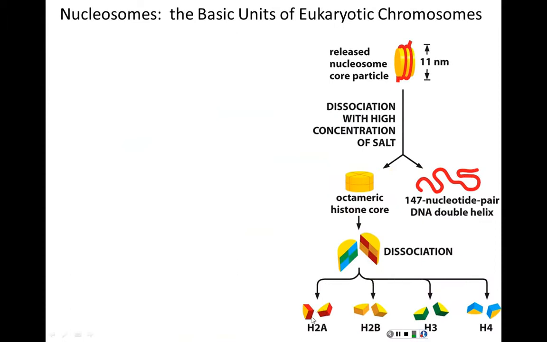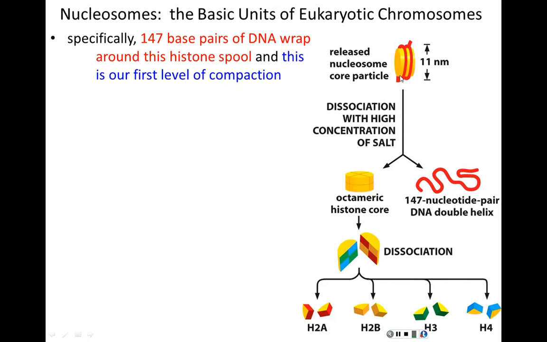Again, we have two identical copies of each of the four histone proteins. That gives us eight total proteins, and they come together to form a cylinder or a spool of protein. That is the octamer of histones. DNA then wraps around the outer edge of that spool, compacting it, as we see here, and this is the nucleosome. Specifically, about 147 base pairs of DNA wrap around the histone spool, and this is our first level of compaction. And this compaction achieves about a one-third compaction.